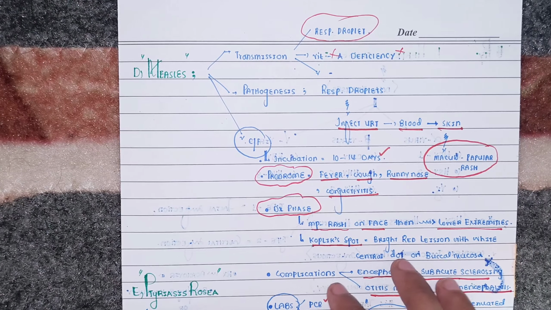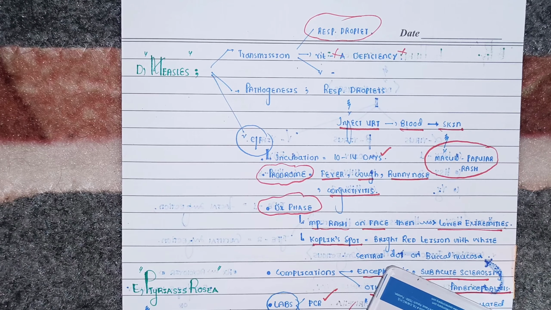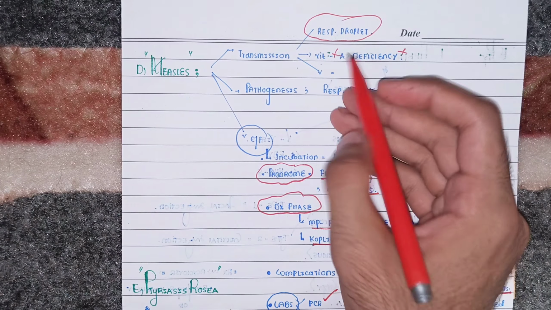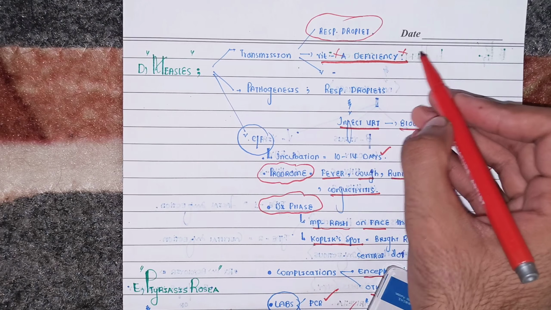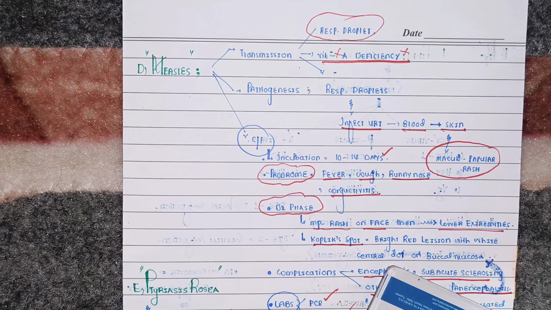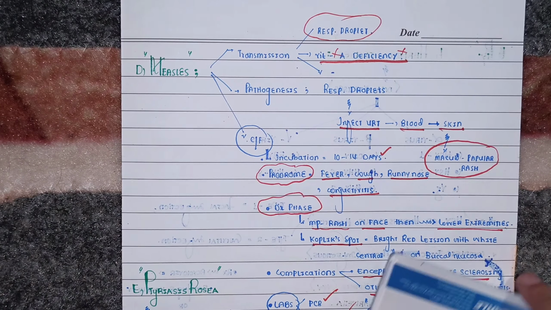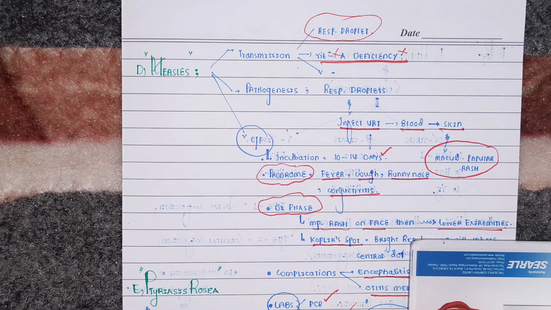इसका जो बेटा ट्रांसमिशन होता है वो रेस्पिरेटरी ड्रॉपलेट्स के थ्रू होता है। Vitamin A deficiency is not the way of transmission of this virus. Vitamin A deficiency may predispose you to develop the infection, but it is not the way of transmission, obviously. So if your child is vitamin A deficient, he may develop the infection much more as compared to another individual having normal vitamin A.